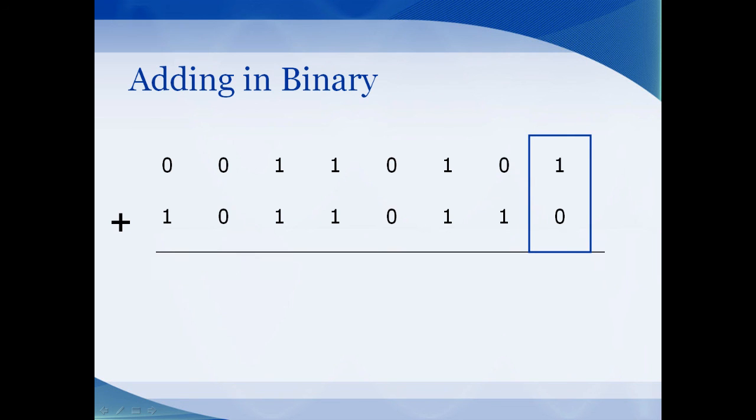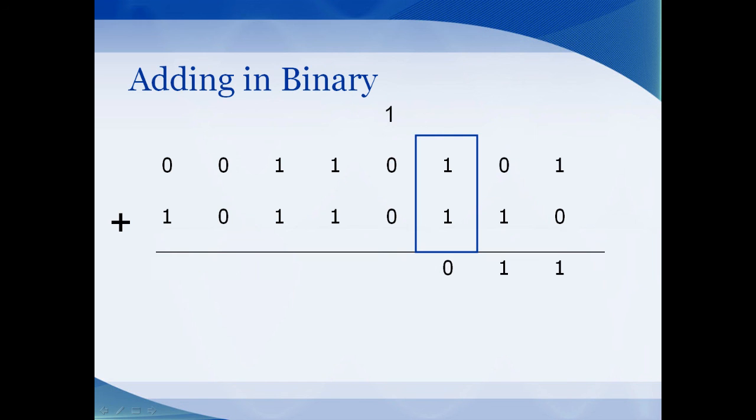Okay, so here we got 1 plus 0 is 1. And 0 plus 1 is 1. So far, so easy. Okay, now it gets a little trickier. Here we have 1 plus 1. Well, that's 2, but there's no 2 in binary numbers. 2 in binary is 1, 0. So we're going to carry the 1 and put a 0 down below.